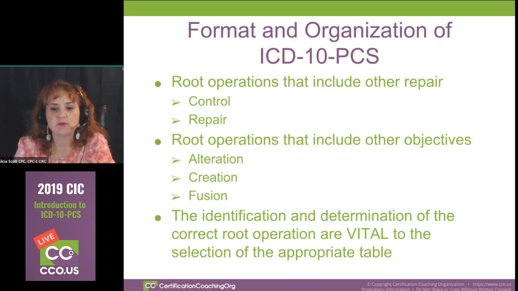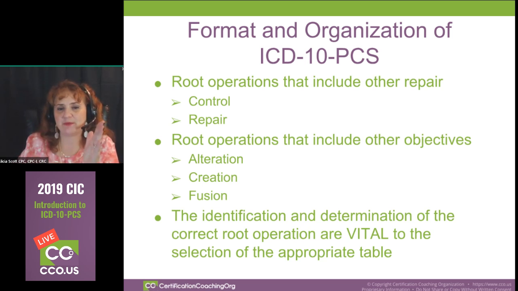I keep saying that, but it's vital that you get the root operation correct. One of the ways you can tell you didn't get the root operation right is that the root operation is the third character, but after that your fourth character, which is your body part, won't be applicable. It won't be there. So you say, okay, I'm going to do a repair, but then you look at the repair under that body system, and it's not in there.